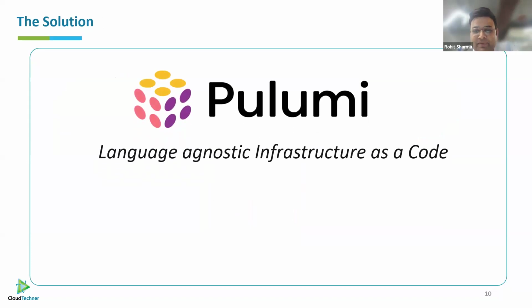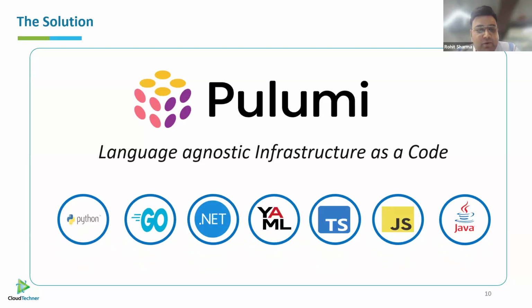The solution is Pulumi. Pulumi was founded in 2017. Pulumi is an infrastructure as code tool that stands out for its language-agnostic approach. It allows users to define and manage cloud infrastructure using familiar programming languages. This versatility enables teams to work with the language they are most comfortable with. Pulumi supports programming languages like Python, Go, .NET, YAML, TypeScript, JavaScript, and Java.